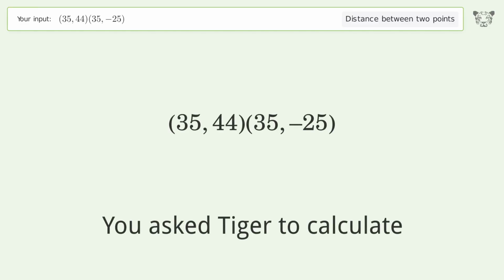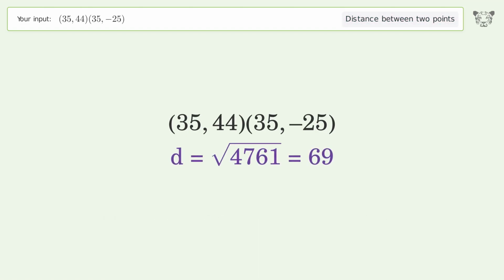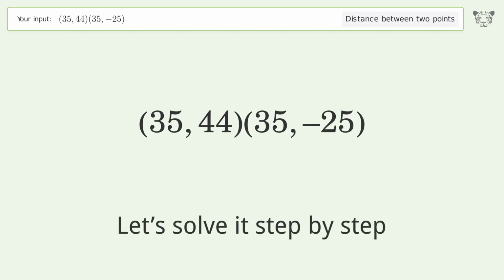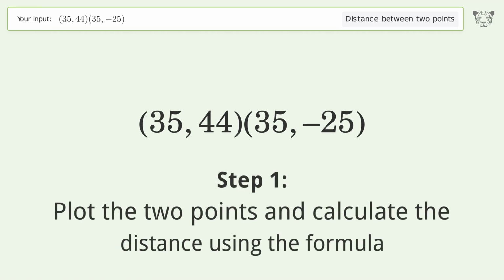You ask Tiger to calculate. This deals with the distance between 2 points. The distance between the 2 points is the square root of 4761, or 69. Let's solve it step by step. Plot the 2 points and calculate the distance using the formula.